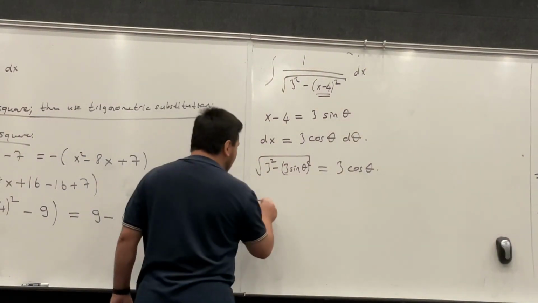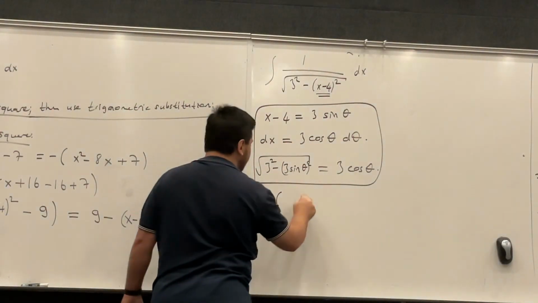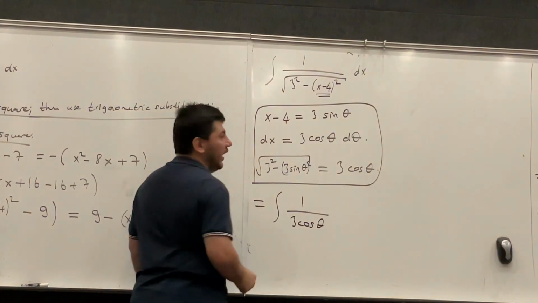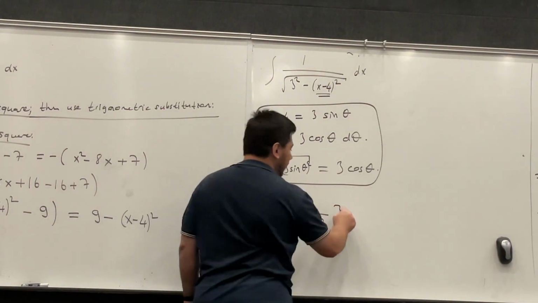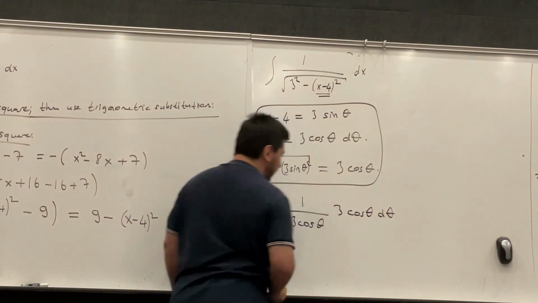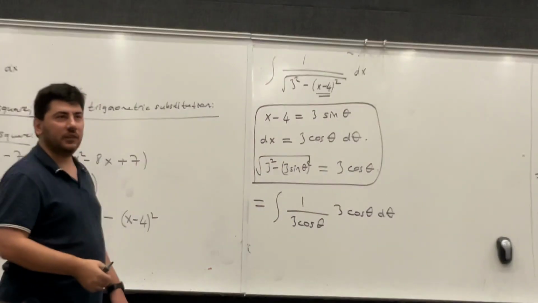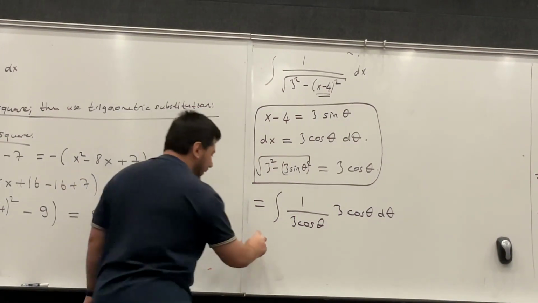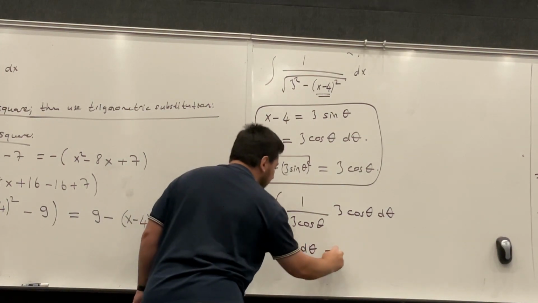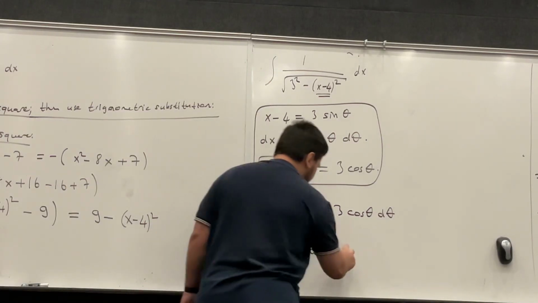So now my integral, by doing these substitutions, becomes 1 over 3 times cosine theta. What's dx? 3 times cosine theta d theta. 3 times cosine theta and 3 times cosine theta, what happens to that? They cancel out. So the integral is just the integral of 1, which is theta. Very good.